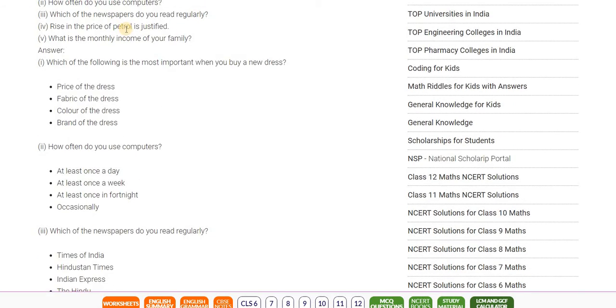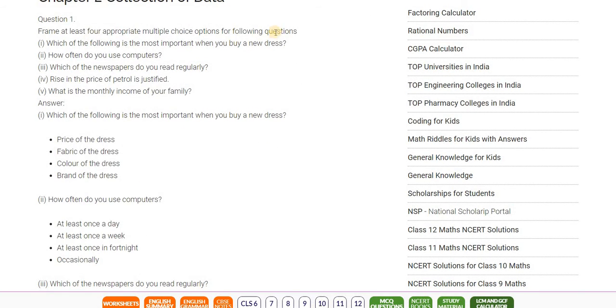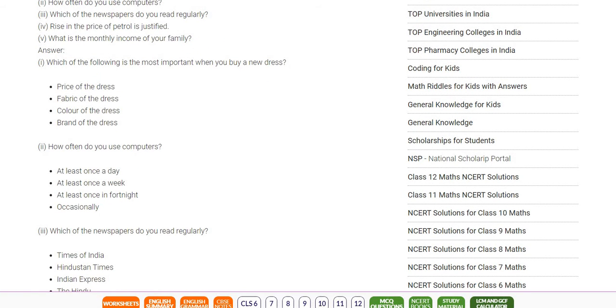We can go through some question answers. Frame at least 4 appropriate multiple choice options for the following question. First question: which of the following is the most important when you buy a new dress? You can give options like price of the dress, fabric of the dress, color of the dress, fashion of the dress, or brand of the dress.